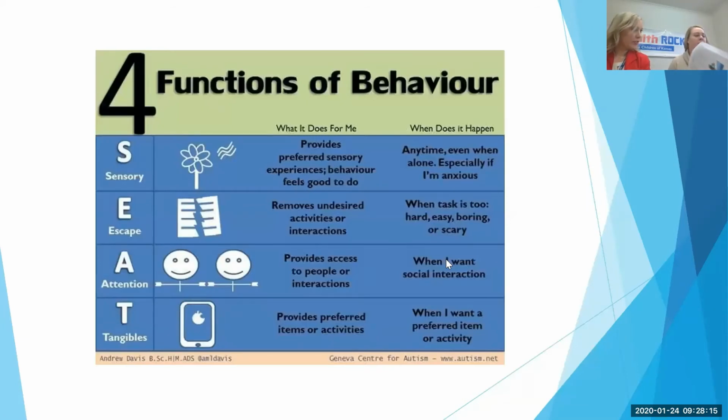Yeah, we have quite a few. Just another cool diagram of this acronym, SEAT. What we're really trying to think of is, what does it do for the student, and when does it happen? Those are our two big things when we think about the function of behavior. I like how that breaks it down in clear terms: when would it be sensory, when would that happen, what would it be for you?